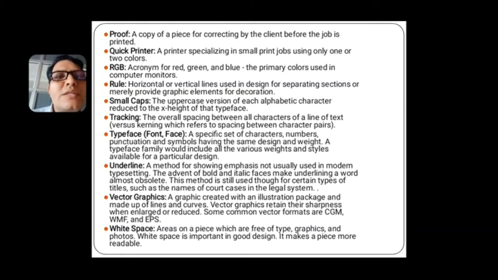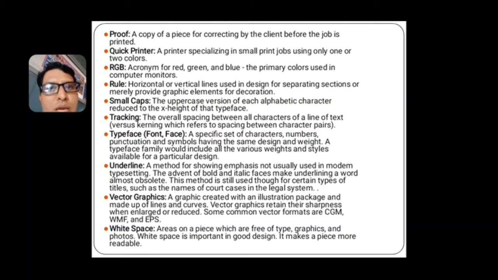Horizontal or vertical lines used in design for separating sections or merely providing graphic elements for decoration. Here we are saying ruler, but it is a rule. Horizontal or vertical lines are used in designs, either horizontal lines or vertical lines, for separating sections or merely providing graphic elements. So if you want to separate the sections, we are going to use a horizontal rule as well as a vertical rule. If you want to provide any graphic element for decoration purposes, then we are going to use these kinds of rules. And next one is small caps.